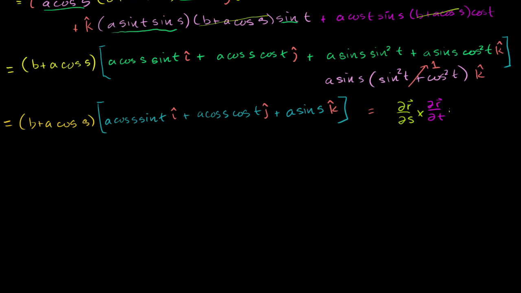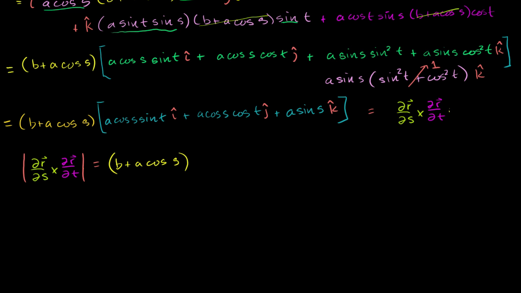Now we want to figure out the magnitude. So if we are interested in taking the magnitude of that thing, that's going to be equal to, well, this is just a scalar that's multiplying everything. So let's just write the scalar out there. So b plus a cosine of s times the magnitude of this thing right here. And the magnitude of this thing right here is going to be the sum of, you can imagine it's the square root of this thing dotted with itself. Or you could say it's the sum of the squares of each of these terms to the 1/2 power. So let me write it like that.